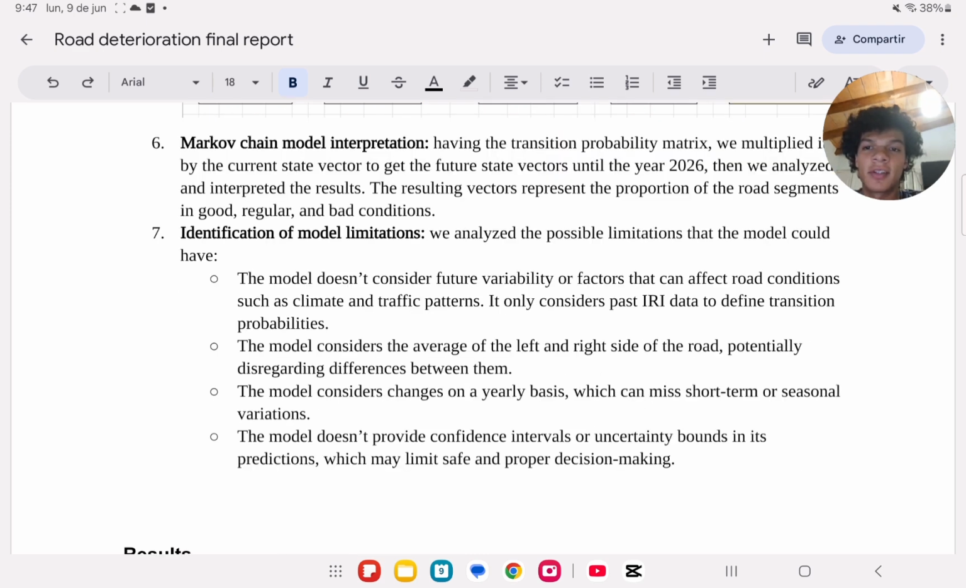Also, before the results, it's important to talk about the model limitations. First of all, the model doesn't consider future variability in factors that can affect road conditions, such as climate, traffic patterns, and all of that. The model considers the average of the left and right road, as I just said, so potentially there is a grading difference between them. And the model considers changes on a yearly basis, which can miss short-term or seasonal variations.